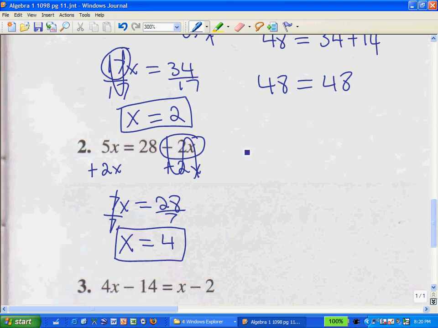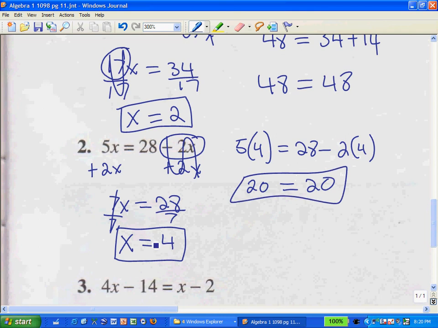If you'd like, you can check it. Let's check it just for the fun of it. 5 times 4 equals 28 minus 2 times 4. 5 times 4 is 20, and 2 times 4 is 8. So 28 minus 8 is 20. So this is correct. x does equal 4.